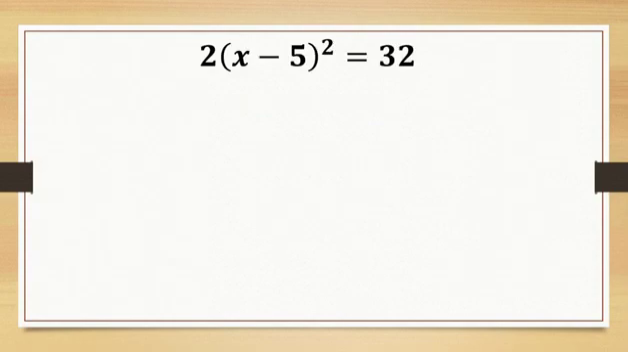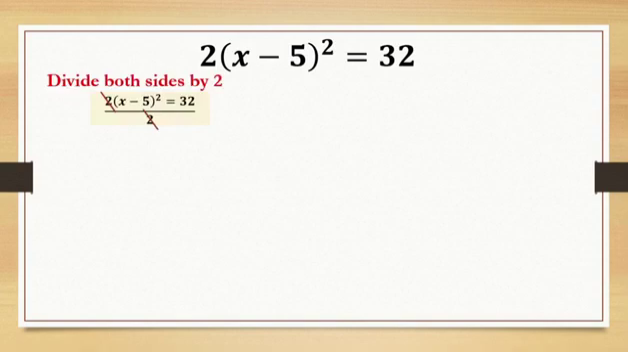Okay. What if you were given this kind of example? What if the given example looks like this? I have here 2 times the quantity of x minus 5 raised to 2 is equal to 32. First, we have to divide both sides by 2.